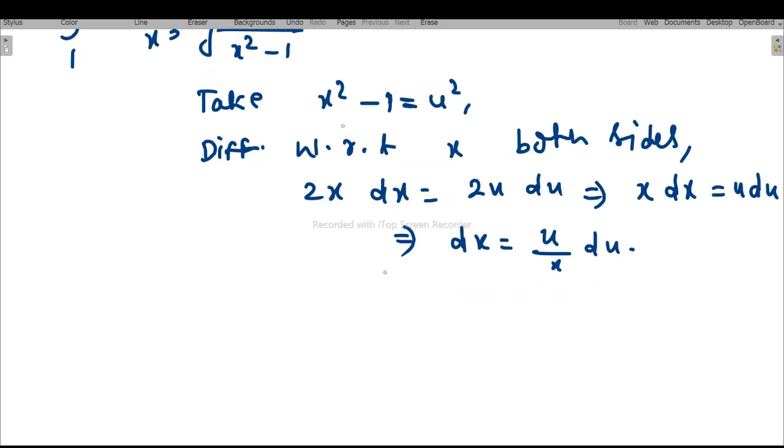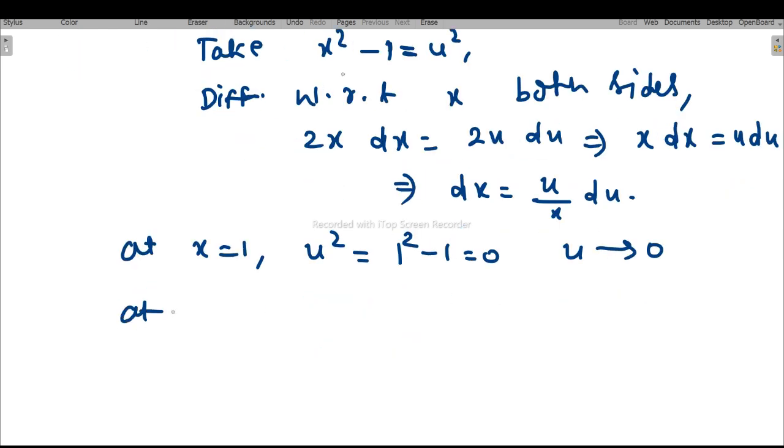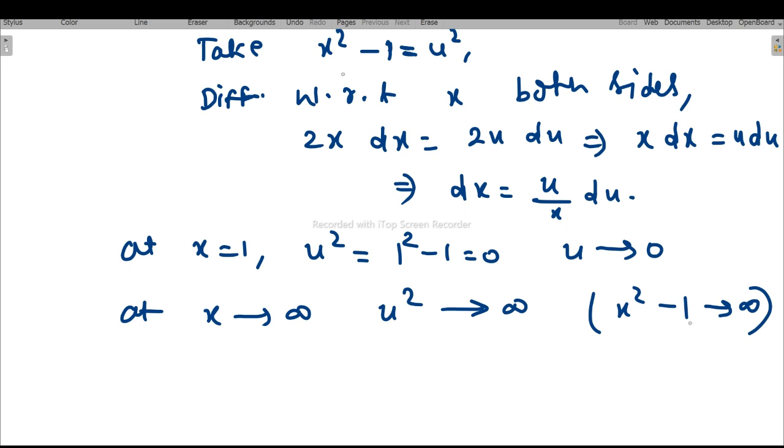Again, our limit of integration: at x equals 1, u square equals 1 square minus 1, that is 0. So u tends to 0. Again, at x tends to infinity, u square tends to infinity, since x square minus 1 tends to infinity, as x square is greater than 1. So the difference of infinity and 1 also tends to infinity.